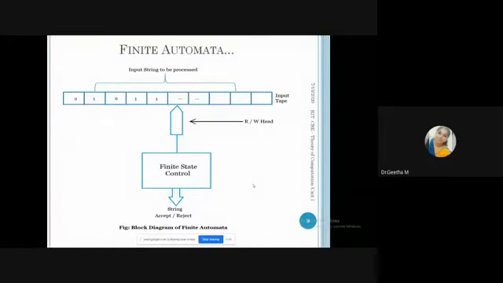This is a block diagram of finite automata. See the top portion: an input tape is available. The input tape is divided into many cells. Actually, this is your storage space, and here the storage space is called the input tape. Each cell can hold only one symbol, so 0, 1, 0, 1, anything can be given here. It can hold only one character.